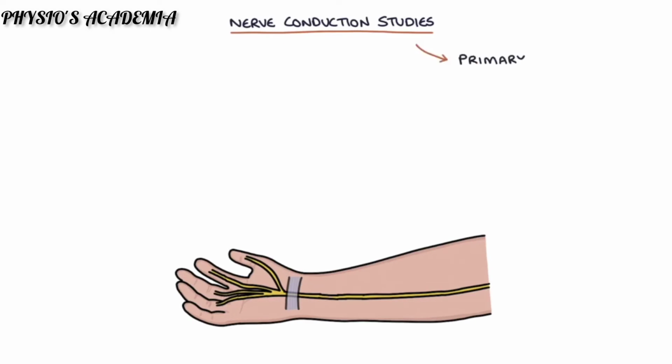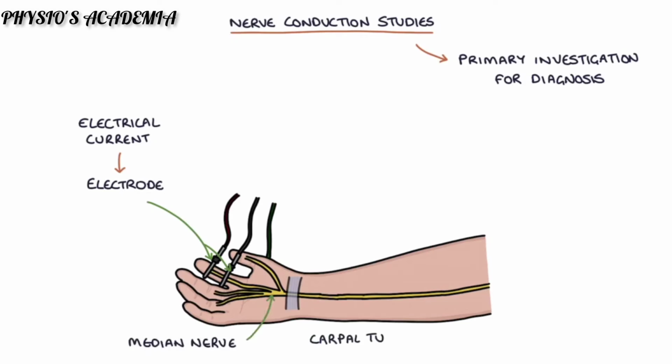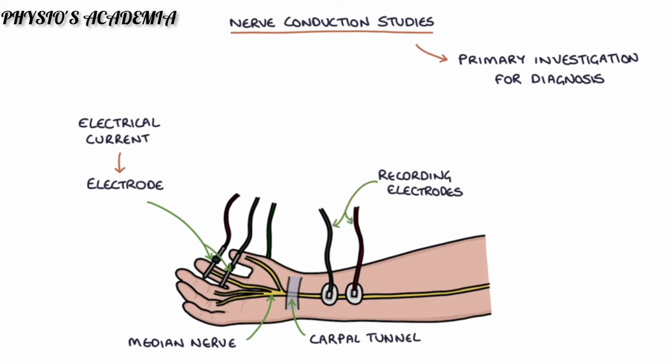Let's talk about the nerve conduction studies. Nerve conduction studies are the primary investigation for establishing the diagnosis. A small electrical current is applied by an electrode or nerve stimulator to the median nerve on one side of the carpal tunnel. Recording electrodes over the median nerve on the other side of the carpal tunnel record the electrical current that reaches them, and this demonstrates how well the signals pass through the carpal tunnel along the median nerve.